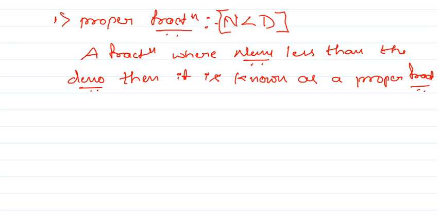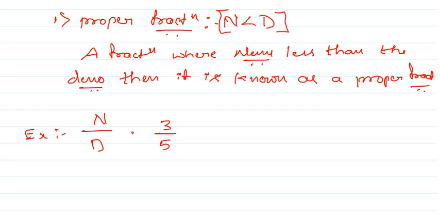In the sense, the upper part is represented by the numerator and the lower part is represented by the denominator. Now the examples. See here, the numerator is less than the denominator. That means the numbers in the denominator should be bigger than the numerator values. So, correct? 3/5. The numerator is less than the denominator.